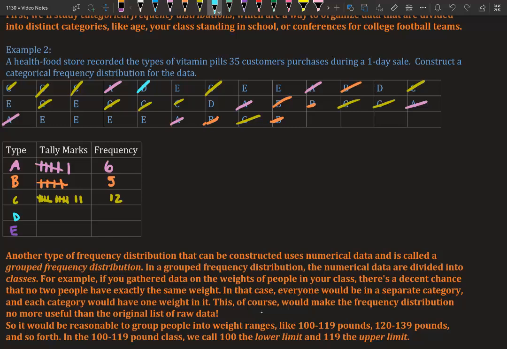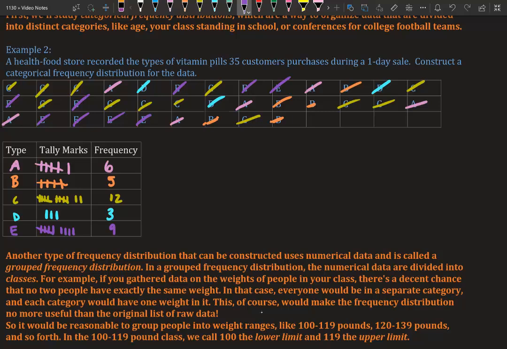All right, let's figure out how many times they bought D. 1, 2, 3. Oh, just three. Just three people wanted vitamin D. And let's figure out how many people bought vitamin E. So 1, 2, 3, 4, 5, 6, 7, 8, 9. 9 people bought vitamin E. And that is it. That's all it's asking you to do.